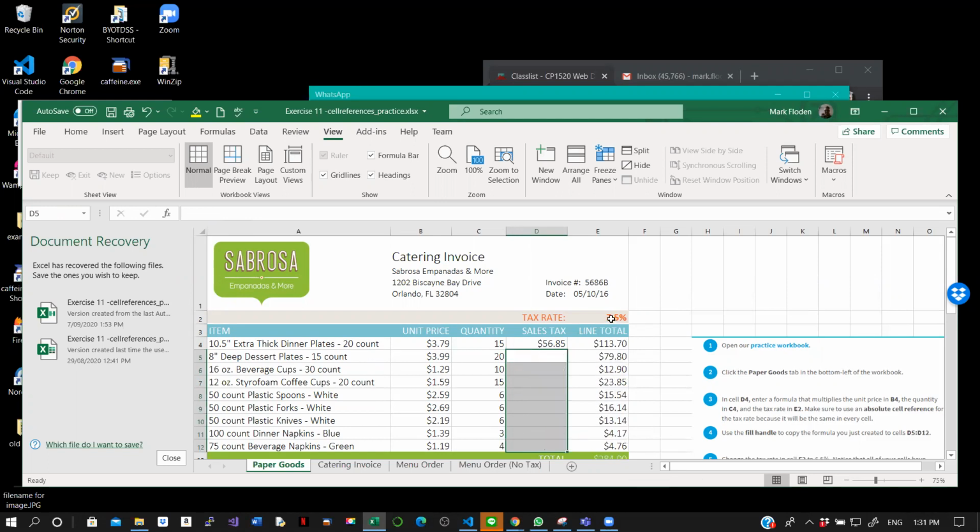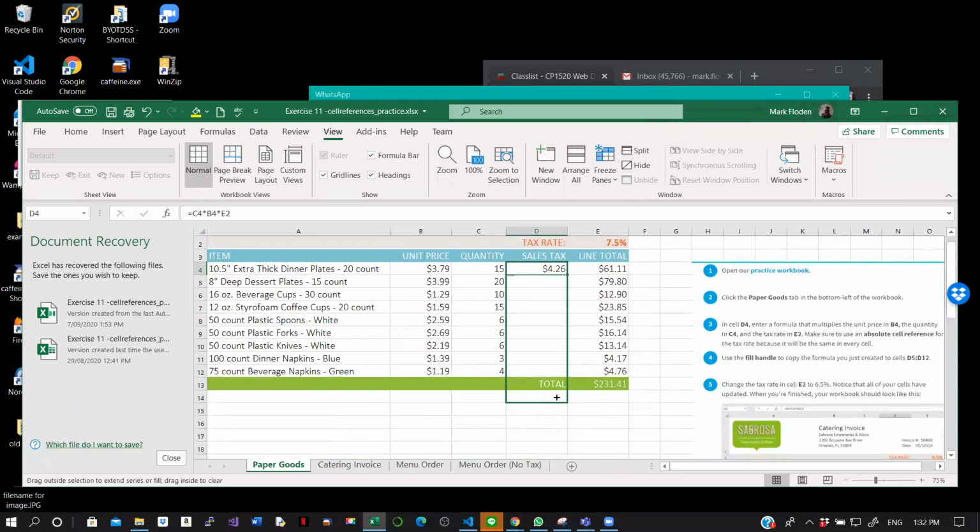What we haven't done before is absolute cell addressing, which I'm going to do now. So now we're going to take this formula. It's still going to be the quantity times the unit price. But now I'm going to also multiply in there the tax rate. When I do that, if I copied that down, I'm going to get a problem.